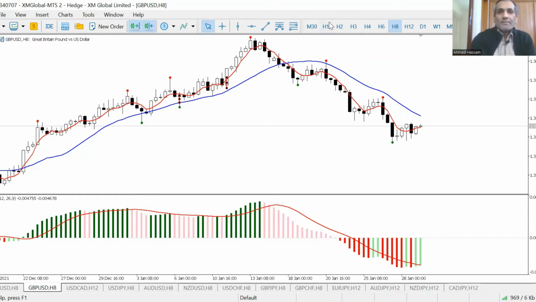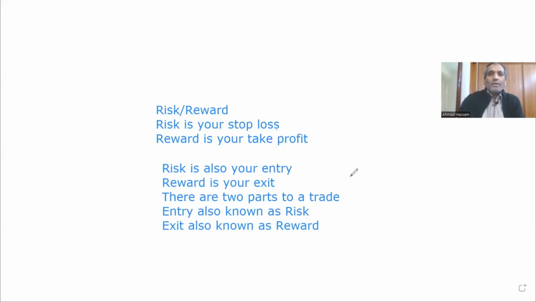Let me explain this. Risk over reward is very important in a trade. Risk is your stop loss. Reward is your take profit. For example, if you are risking 50 pips and you want to make 50 pips, your risk reward is just 1:1. Now suppose you are risking 20 pips and your reward is 100 pips.